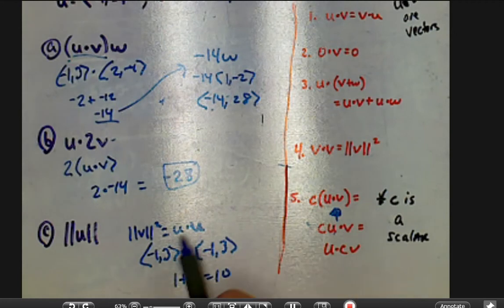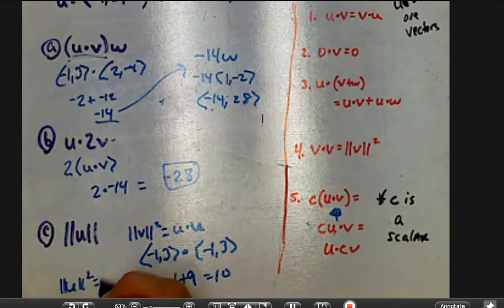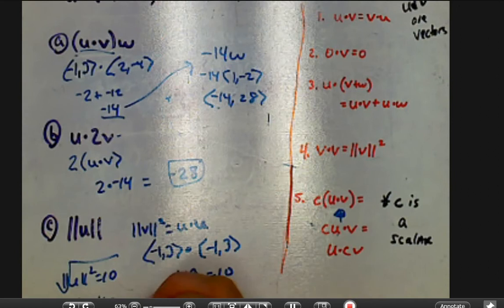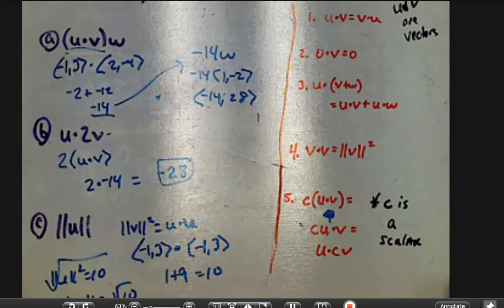So that tells me that u dot u is 10, and since the magnitude of u squared is equal to 10, if I square root the whole thing, the magnitude of u is the square root of 10. And it looks just like this once I get it on the screen for you.